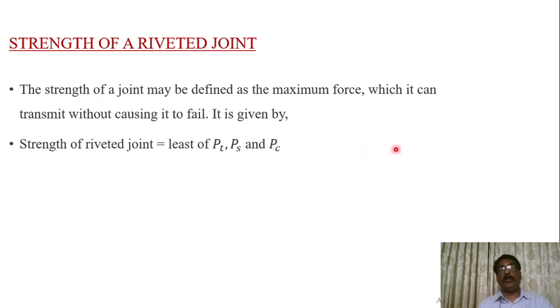Suppose one particular riveted joint is given. You will have to find the tearing resistance, shearing resistance and crushing resistance by using the suitable formula. After that, the least value represents the strength of the riveted joint. For example, tearing resistance, say 20,000 newton, shearing resistance 25,000 newton, and crushing resistance let it be 30,000 newton. So the least value is 20,000 newton. That 20,000 newton will be the strength of the riveted joint.